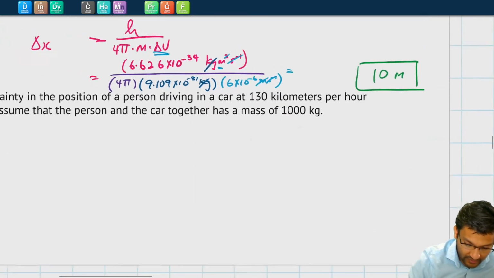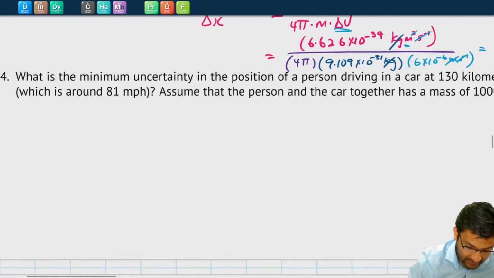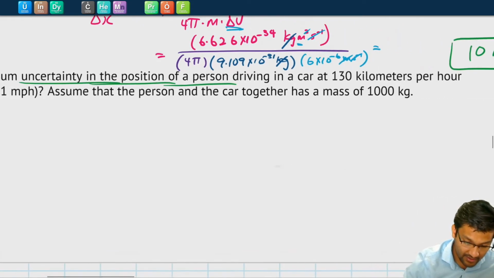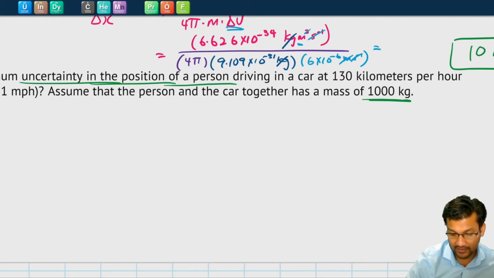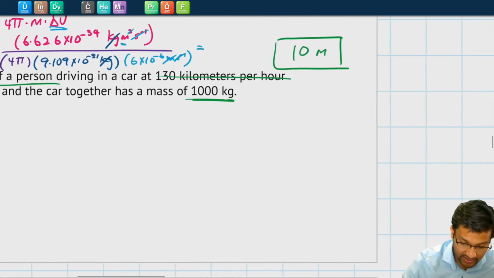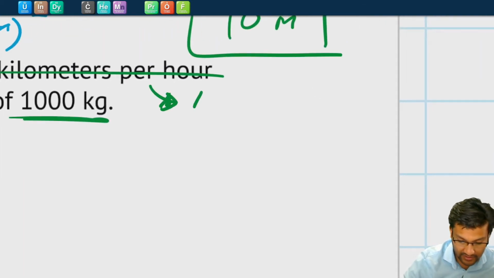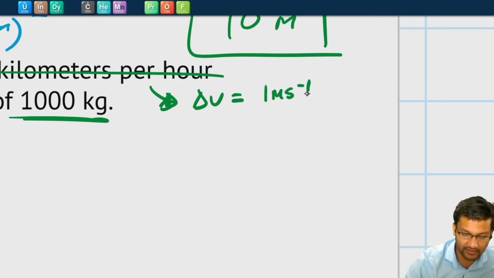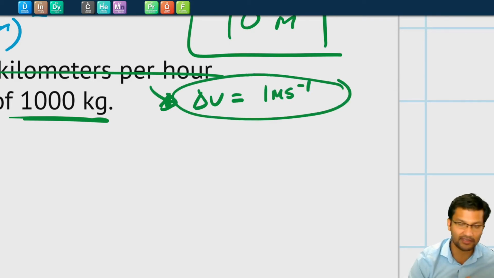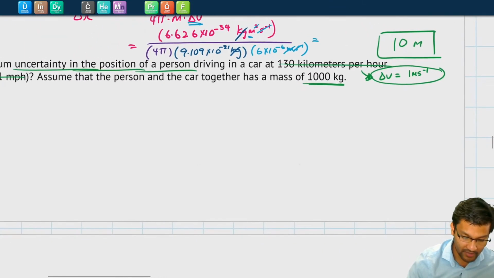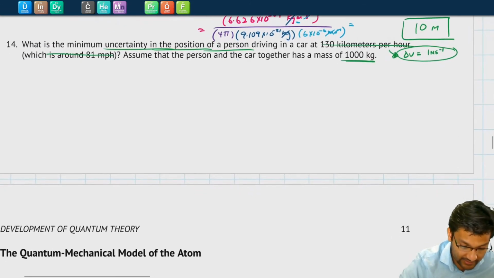Okay, let's look at number 14, and let's say that it's asking us to calculate the minimum uncertainty in the position of a person in a car. Your weight, you in the car, let's say it's 1,000 kilograms. Ignore the speed because that's the speed of the car. Let's say the uncertainty of the speed of the car is, I don't know, your speedometer is pretty accurate, but let's say we're uncertain of how fast you're going to 1 meter per second. That's your uncertainty in the velocity. Spend some time trying to solve this one, and when you're done, you can unpause and we'll go over it together.